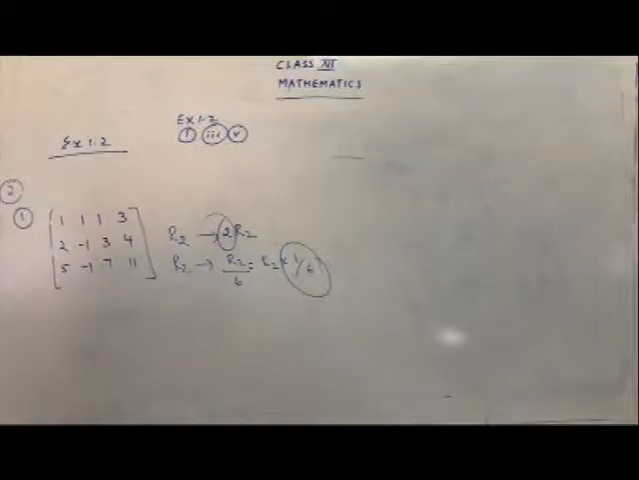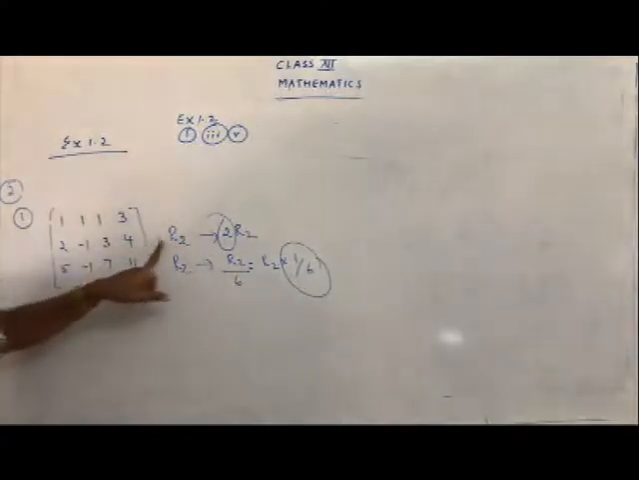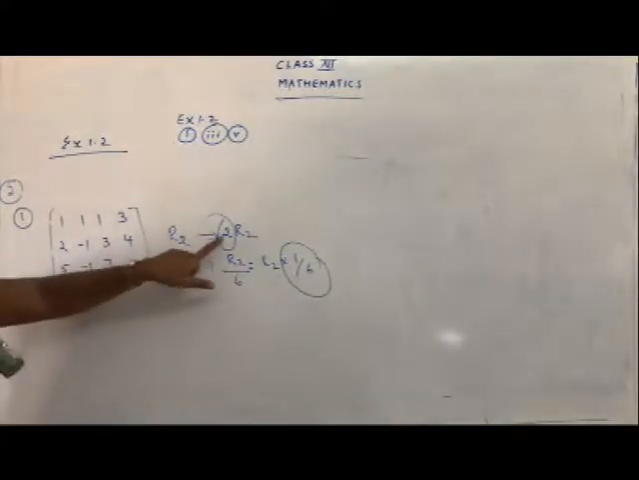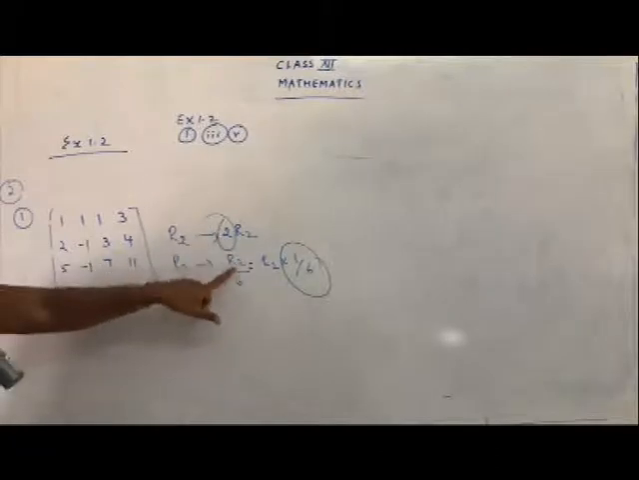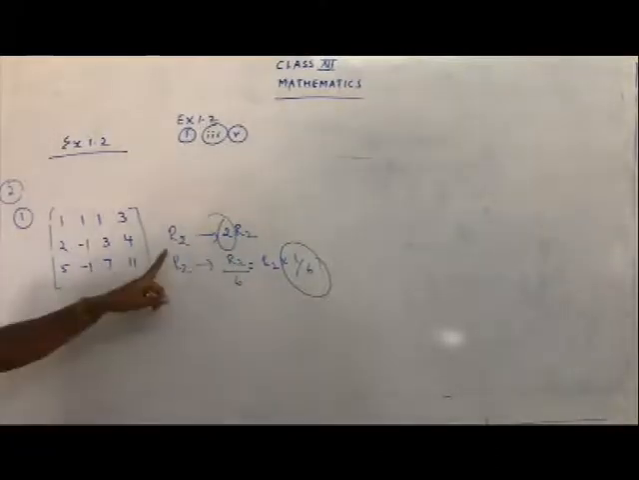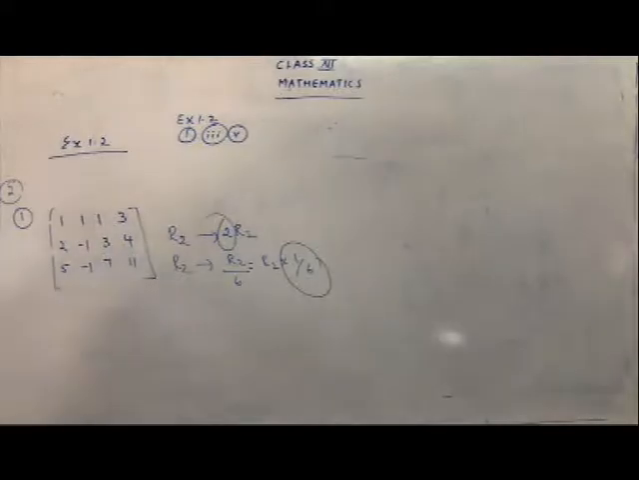I hope the second point is clear. What was the first point? Any two rows can be interchanged or any two columns can be interchanged. Similarly, here any row can be multiplied by a non-zero scalar, and the same row is replaced. R2 changes to 2 times R2, or R2 changes to R2 by 6. And similarly, this type of change can be done for the column also. Coming to the third point, see the third point then.